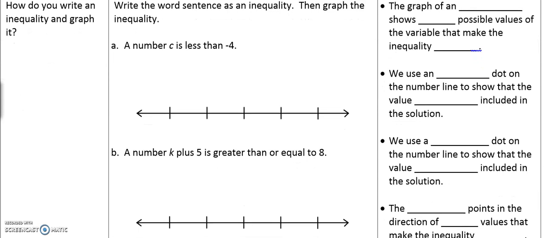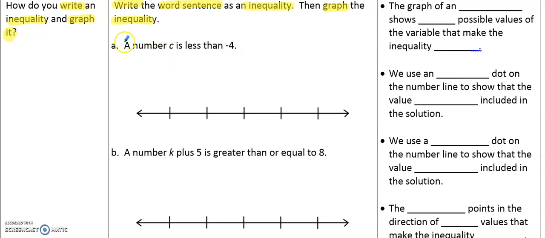Okay, now, how do you write an inequality and graph it? Okay, now we're really getting to the essential question here. Write the word sentence as an inequality, then graph the inequality. You know, it's interesting. The word inequality means not equal to, so it's not an equation. So we should be looking for words that tell us that we have two quantities that are not equal.